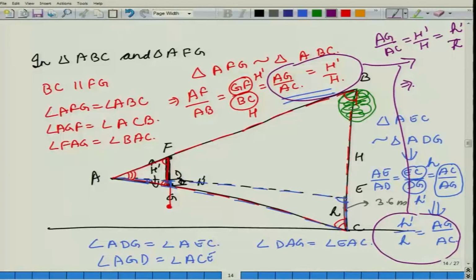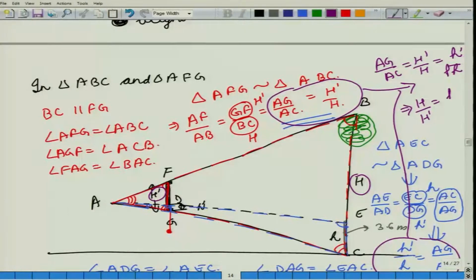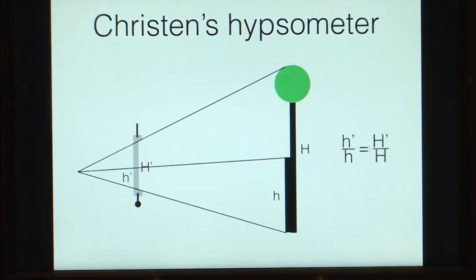So, we have that h upon h prime, the height of the tree divided by the length of the hypsometer, is equal to small h upon small h prime. Small h is the length of the staff and small h prime is the portion on the hypsometer that is subtended by the staff. So, in this way we can figure out the height of the tree.